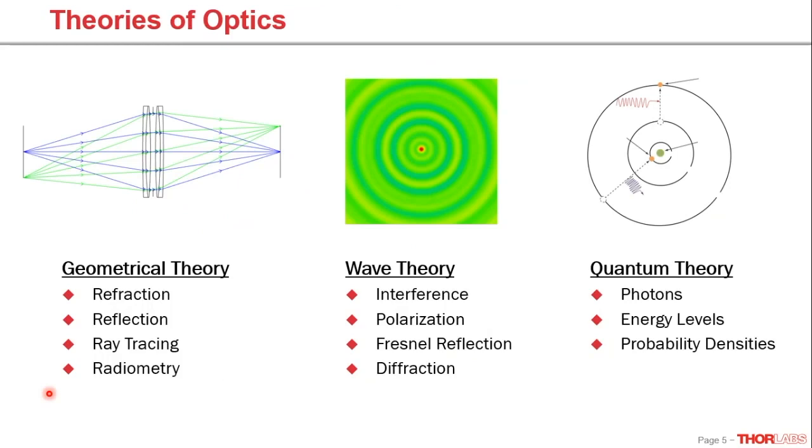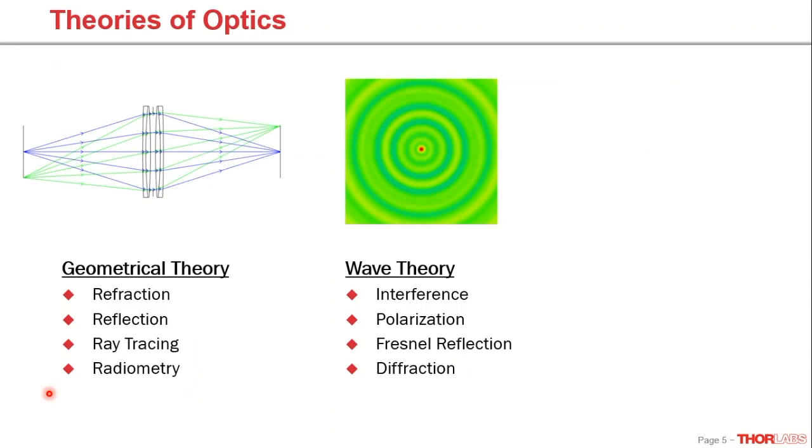There are a few different ways that we consider light, depending on what we are trying to understand. Primarily, we understand it through geometrical, wave, and quantum theory. Today, we will concern ourselves mostly with geometric and wave theory. This will enable us to explore different aspects of refraction, reflection, some ray tracing, interference, polarization, and Fresnel reflection.